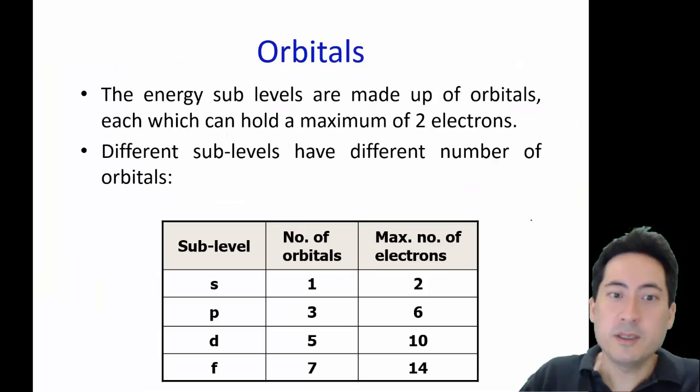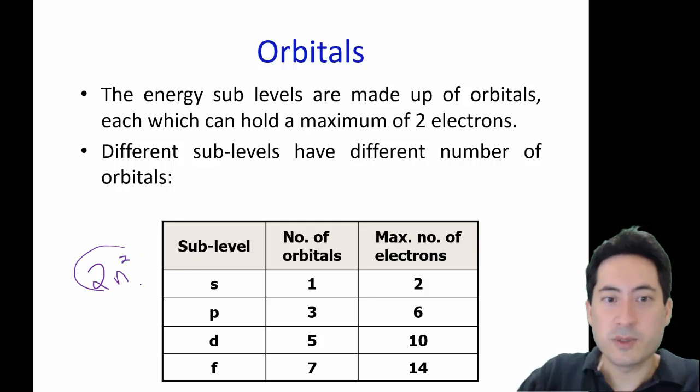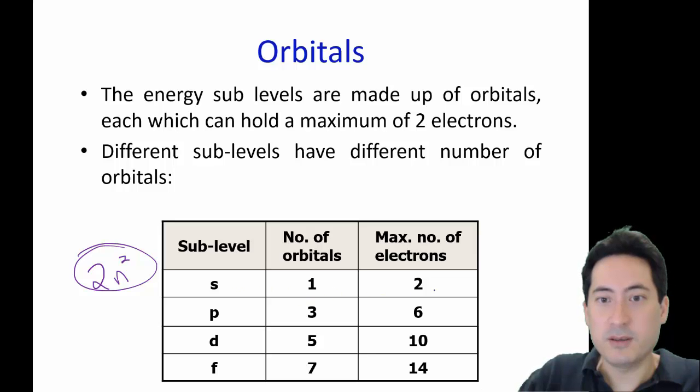Just to recap now, we have our primary energy levels that we use 2n² to work out the total number of electrons, and these are the sublevels. The sublevels have different numbers of orbitals, so s has 1, p has 3, d has 5, f has 7, and in each orbital you can fit 2 electrons, so you times those by 2 to see how many electrons you can fit in there.